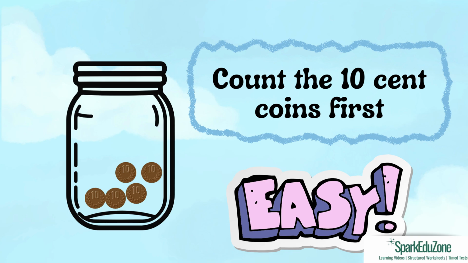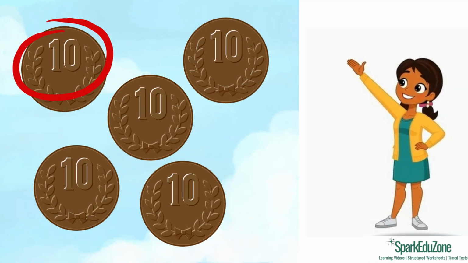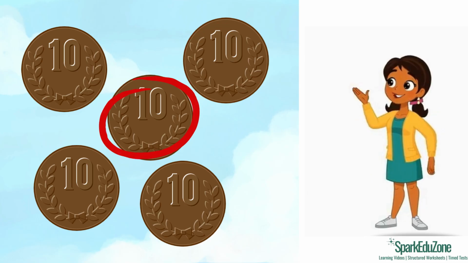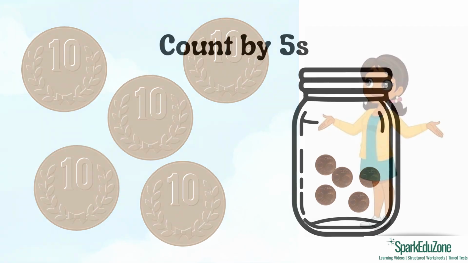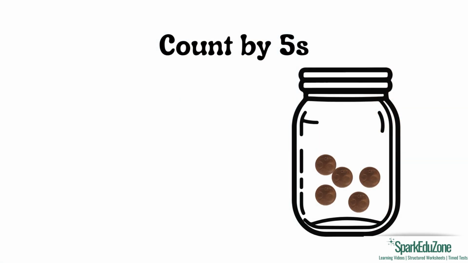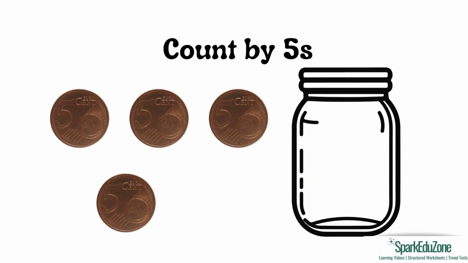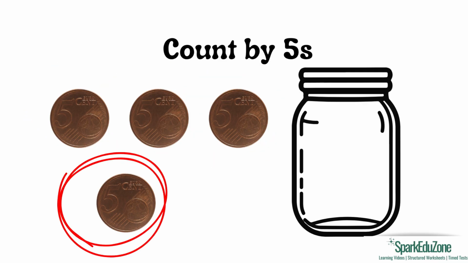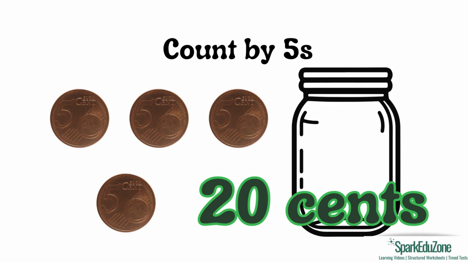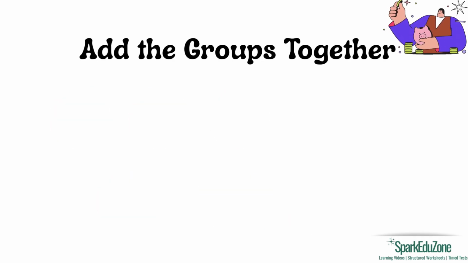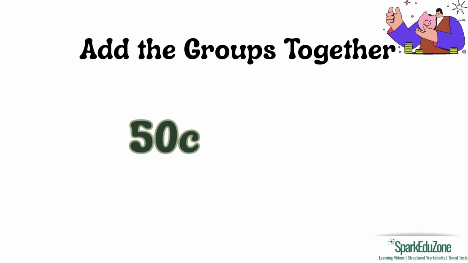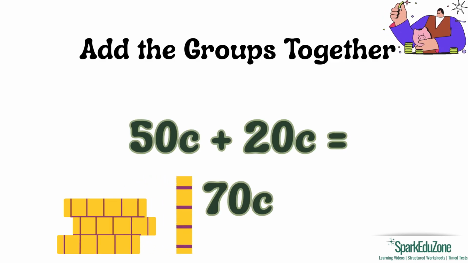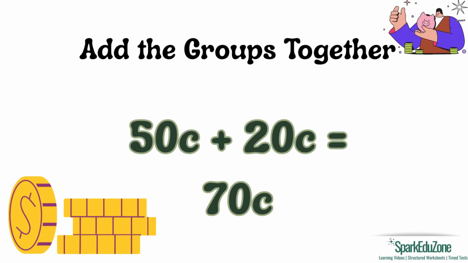If we have 5 10-cent coins, we count 10, 20, 30, 40, 50. That's 50 cents. Now count the 5-cent coins by 5s. If we have 4 5-cent coins, we count 5, 10, 15, 20. That equals 20 cents. Finally, add the two totals together. 50 cents plus 20 cents equals 70 cents. That's the total value of all the coins.